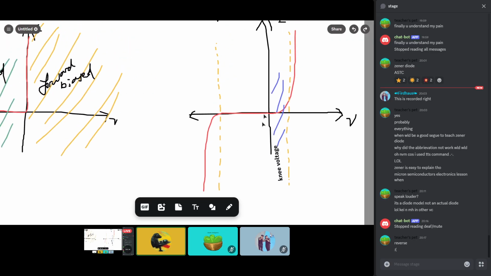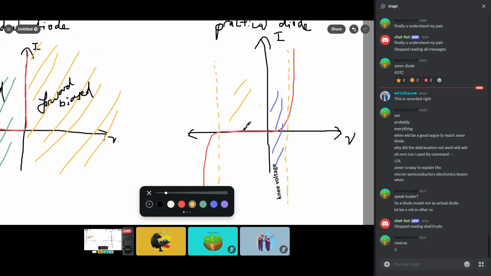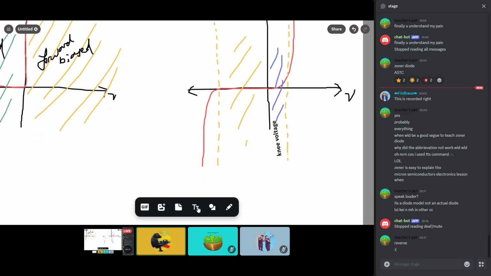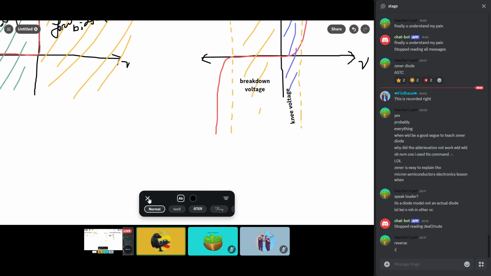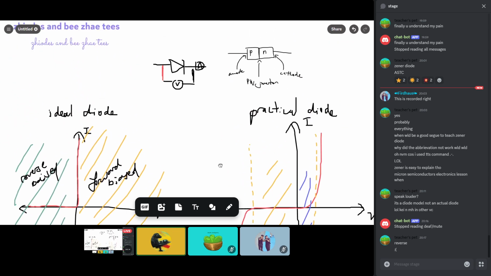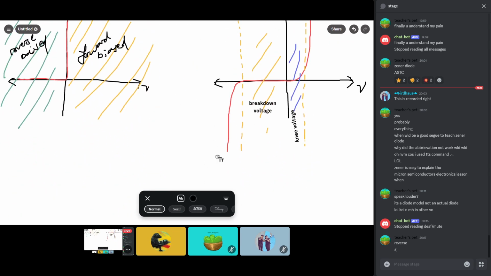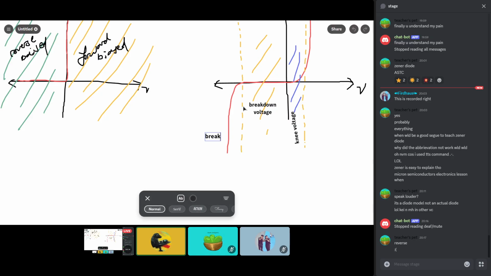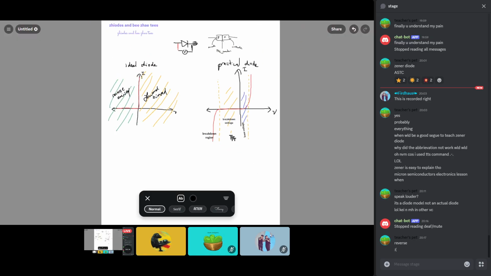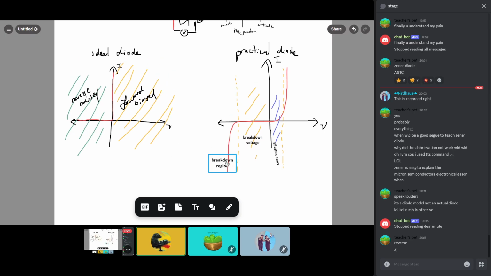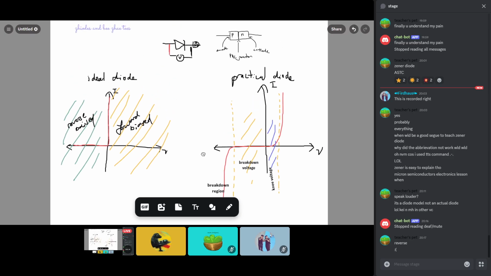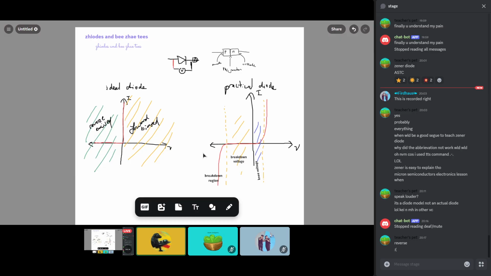Okay, and this area here is known as the breakdown region, breakdown voltage. And then when the diode allows the current to flow in the opposite direction, this area is known as the breakdown region. Okay. And that's pretty much practical diode and ideal diode.